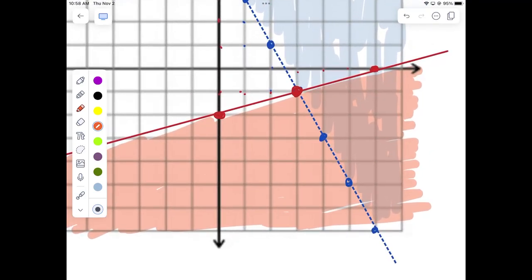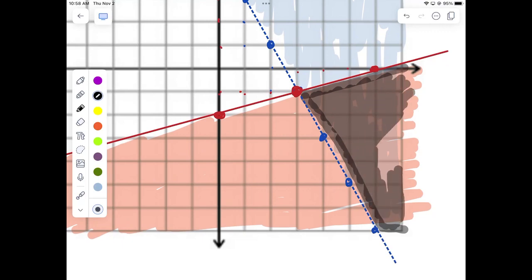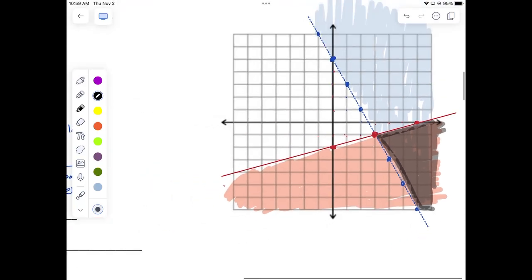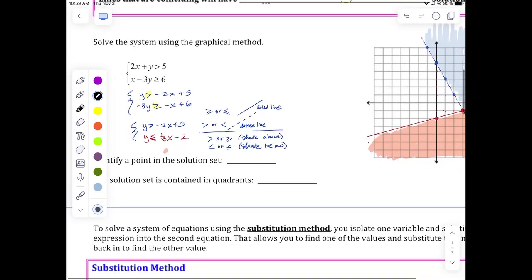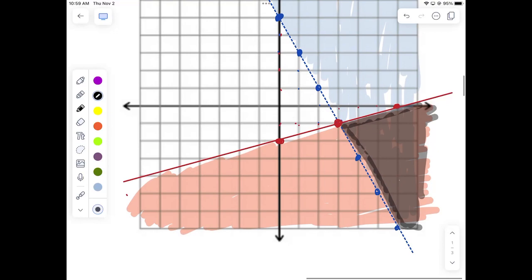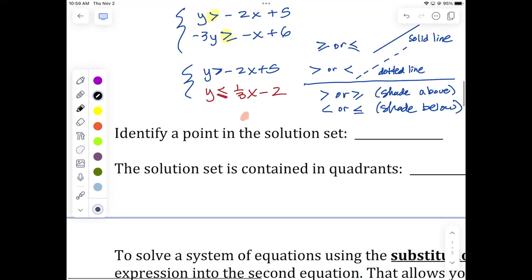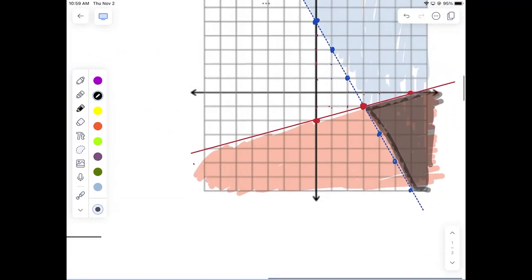Okay, so what is the final solution? Let's go to a darker shade here. It's going to be anything that's on this line and in this shaded region right here. Anything in this shaded region is going to be an ordered pair that satisfies both inequalities. It's hard to write a solution algebraically that includes all those points. That's why it just says: identify a point in the solution set.